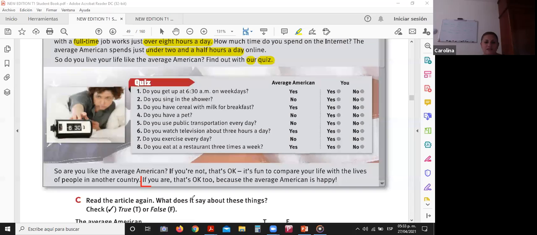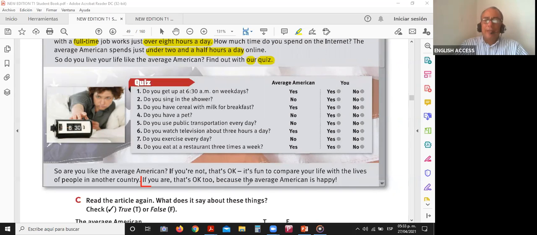If you are, that's okay too, because the average American is happy. The average American is happy. Thank you, Carolina. Very good job, too. So, if you are like this, are you like the average American? Think about the questions so you can know if you are similar to an American.